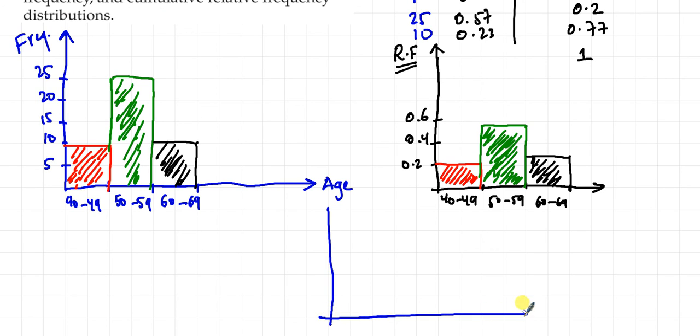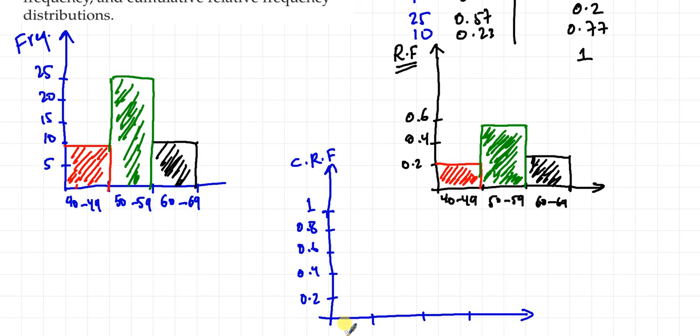Again, here I have the same 3 classes, and along the y, I have the cumulative relative frequency. I have 0.2, 0.77, and 1. So the best scale here is also by 0.2, so 0.2, 0.4, 0.6, 0.8. I need to make it a little bit bigger. I'll erase this part here. Okay, so 0.2, 0.4, 0.6, 0.8, and 1. This is the cumulative relative frequency. And here I have 40 to 49, 50 to 59, 60 to 69.